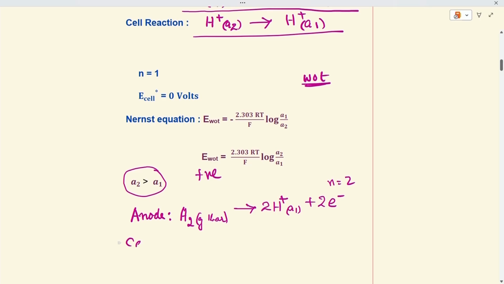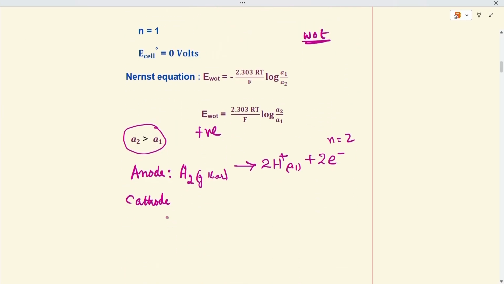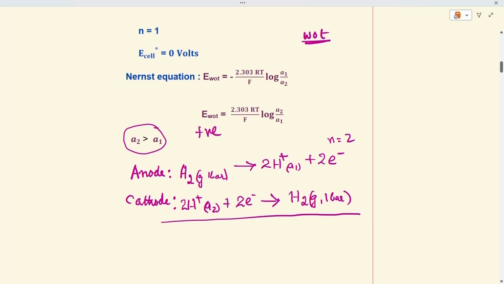Next is the cathode. At the cathode, we know that the activity is 2. So, the H plus ions of activity 2 take up 2 electrons, again I will put it as 2 H plus, giving hydrogen gas, again that is 1 bar. Okay. In this case you might be imagining that the value of N will be 2 and you will be getting 2 over here.